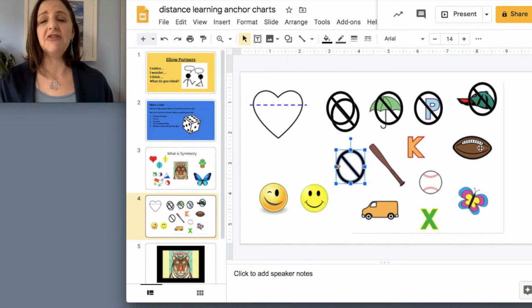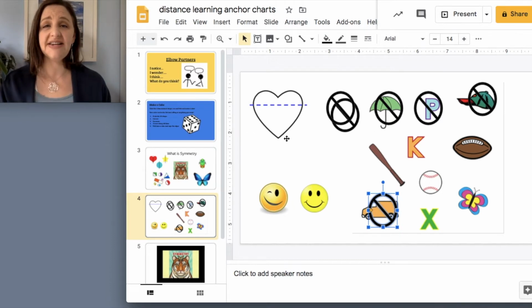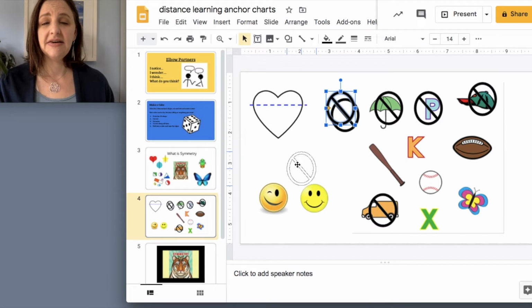Same with the football. The football is symmetrical. The baseball looks pretty symmetrical. The letter X is symmetrical. The butterfly is symmetrical. The van is not symmetrical. What about the two smiley faces? They look pretty similar. One is symmetrical and one is not. Can you tell me? Did I get it right?